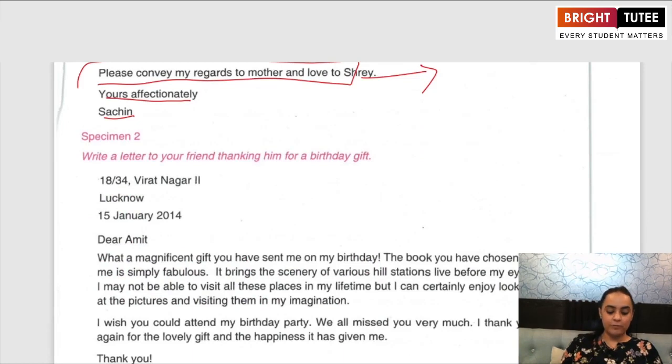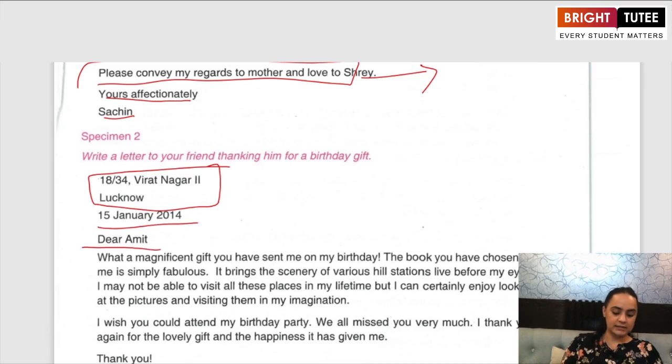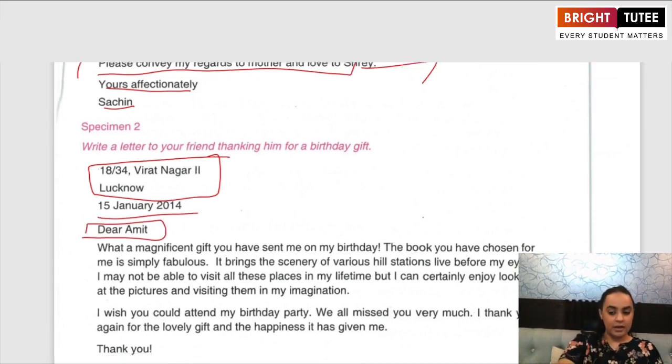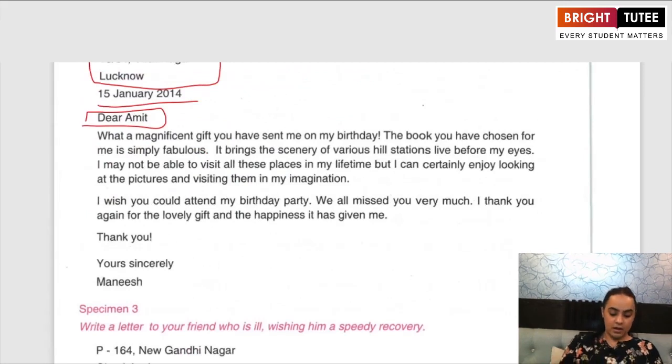Write a letter to your friend thanking him for a birthday gift that was given to you. So again, we write the sender's address in the first two lines. We write the date and the salutation, dear Amit. We start writing. What a magnificent gift you have sent me on my birthday. What a wonderful gift you sent me. The book you have chosen for me is simply fabulous. It brings the scenery of various hill stations live before my eyes.